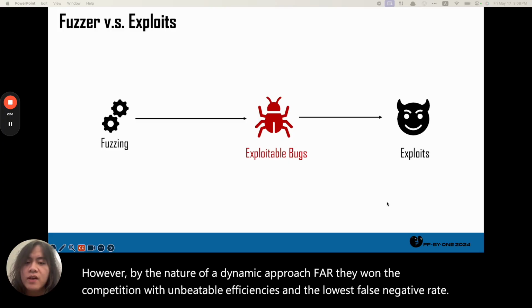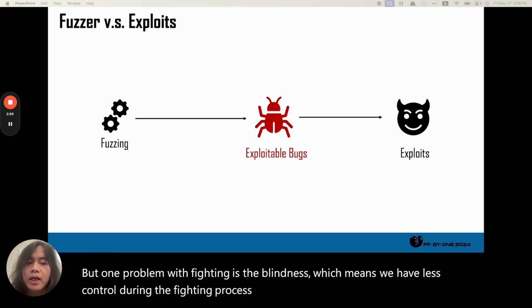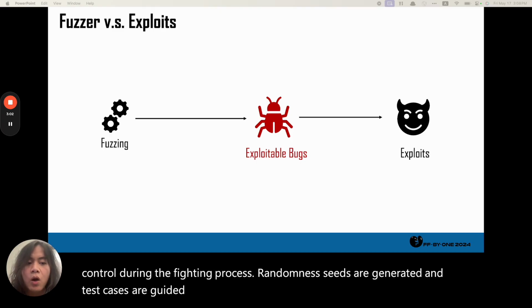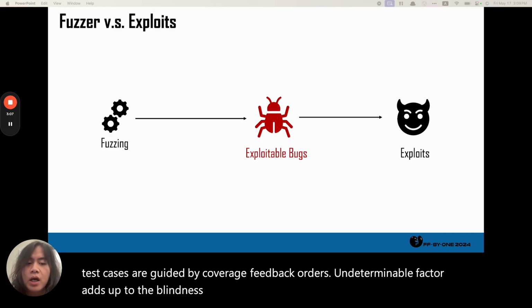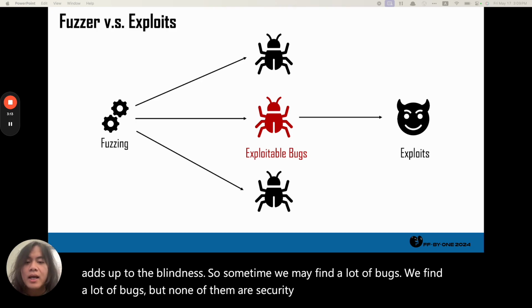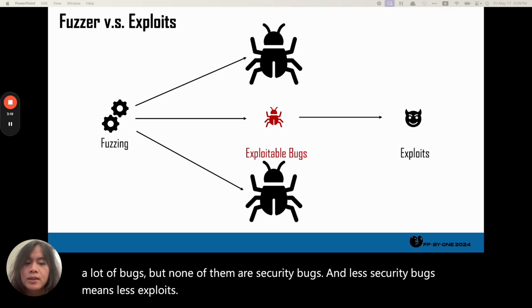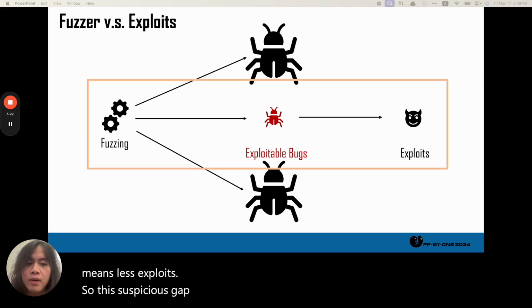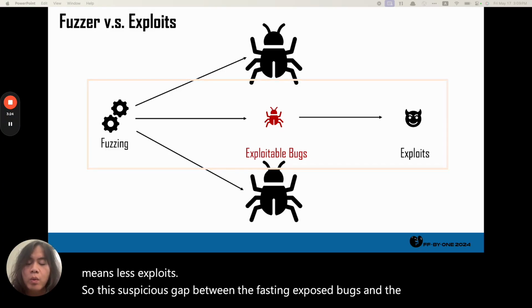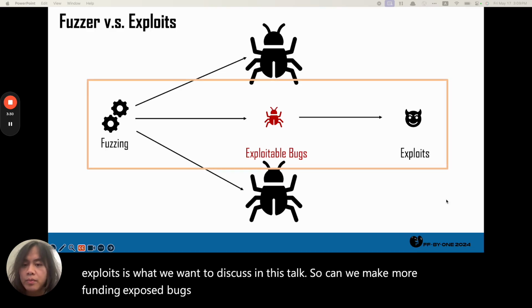But one problem with fuzzing is blindness, which means we have less control during the fuzzing process. Random seeds are generated and test cases are guided by coverage feedback. All these undeterminable factors add up to the blindness. So sometimes we find a lot of bugs, but none of them are security bugs. And fewer security bugs means fewer exploits. This suspicious gap between the fuzzing-exposed bugs and the real-world exploits is what we want to discuss in this talk. So can we make more fuzzing-exposed bugs exploitable?